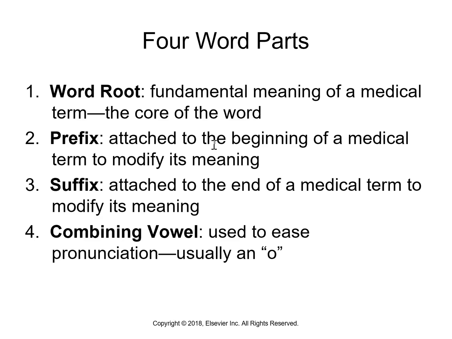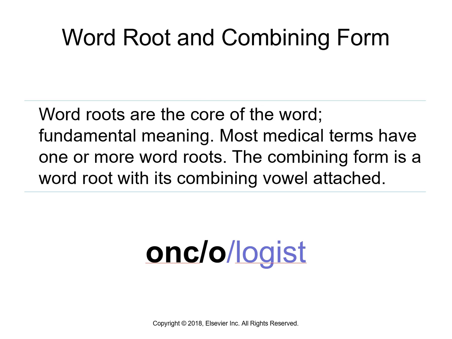and it completely changes its meaning. Okay, so then we have suffixes that are attached to the end of a medical term to modify its meaning. So they often indicate a procedure or a condition. Combining vowels are used to ease pronunciation. Usually it's an O. So combining vowel connects word roots or a word root and a suffix. So it just eases the pronunciation. And you'll see how that works in a second. So we have the word root and the combining form. So like I said, word roots are the core of the word, the fundamental meaning. But most medical terms have one or more word roots.